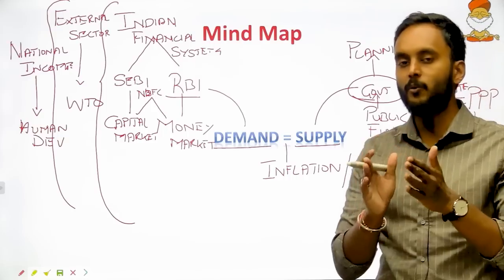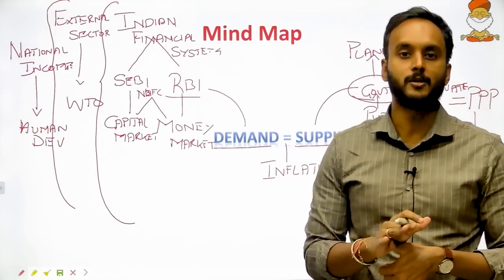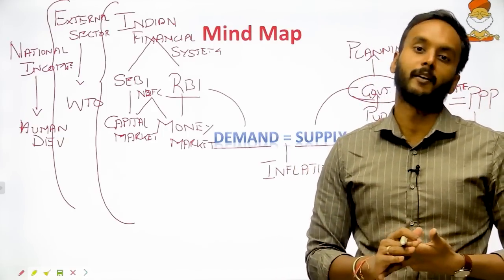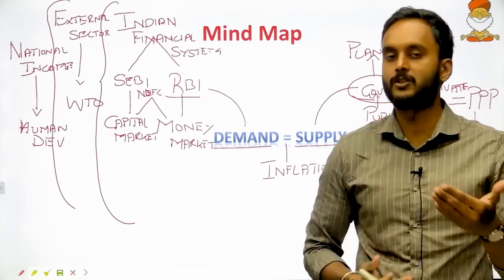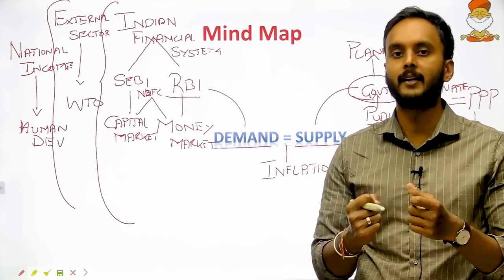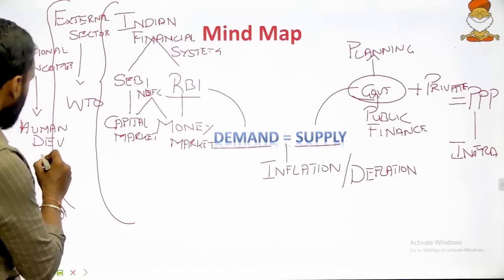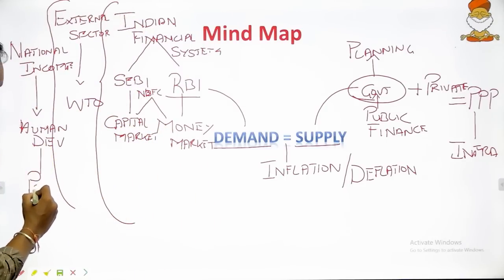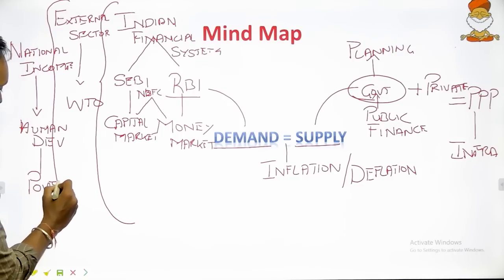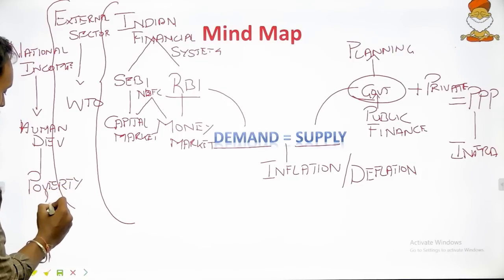Now, if a human is developed with respect to good education, good health and a good standard of living, what will happen? What can we solve? What is the problem that is there in India that we can solve now? The problem is poverty and unemployment.